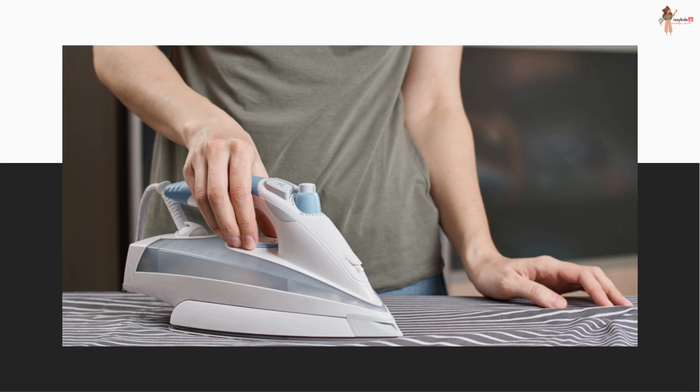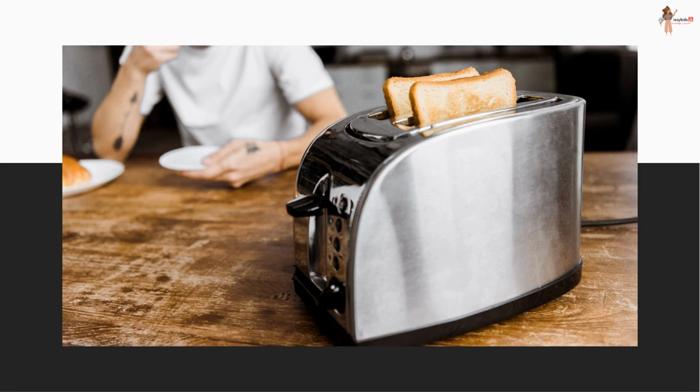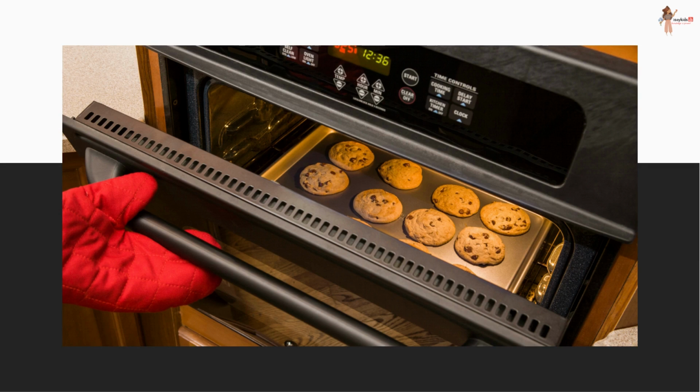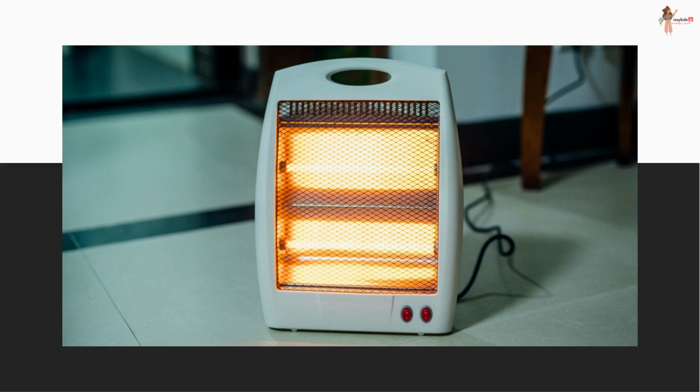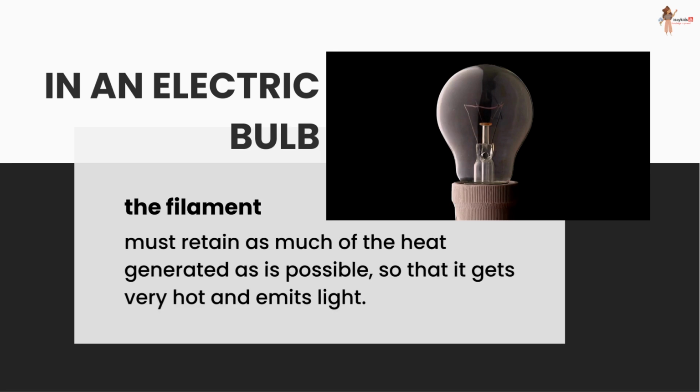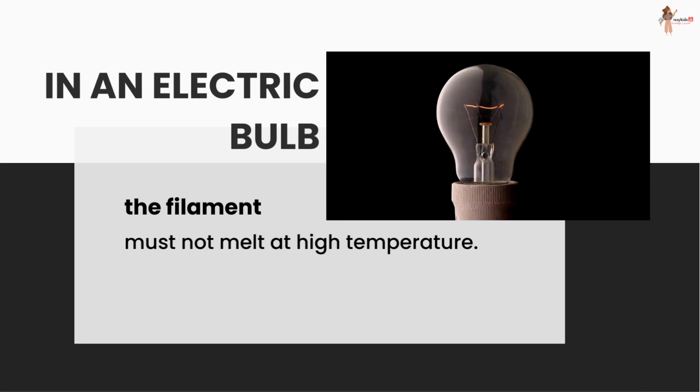The electric laundry iron that we use, electric toaster, electric oven, kettle, and heater are some of the familiar devices based on Joule's heating. The electric heating is also used to produce light, as in an electric bulb. Here, the filament must retain as much of the heat generated as is possible, so that it gets very hot and emits light. It must not, however, melt at such high temperature.